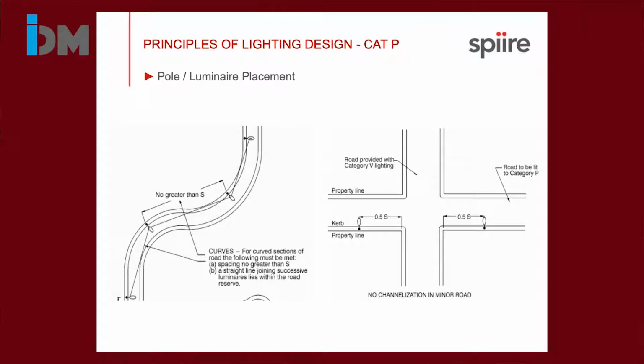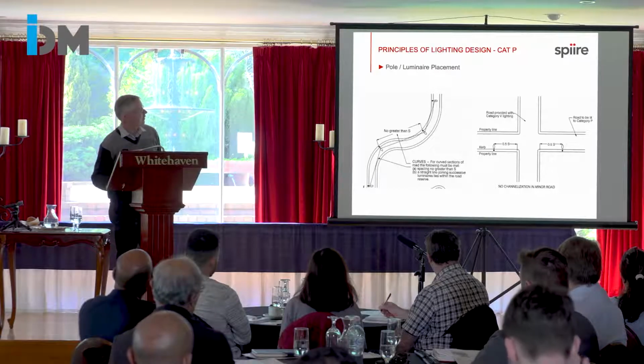And on the other one there, you've got a road with category V lighting, which is typically your arterial type road. And if you've got no traffic control devices, as in medians or splitter islands or anything, the requirement is just half the normal spacing, to have a lantern either side of that sort of significant intersection.